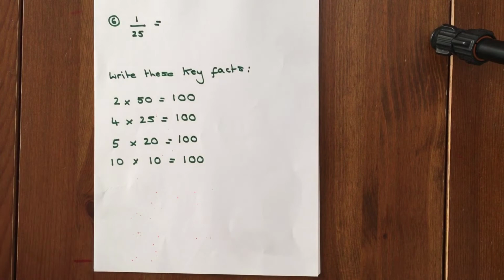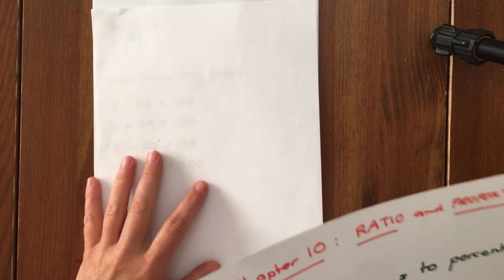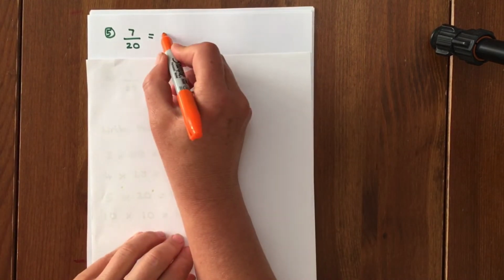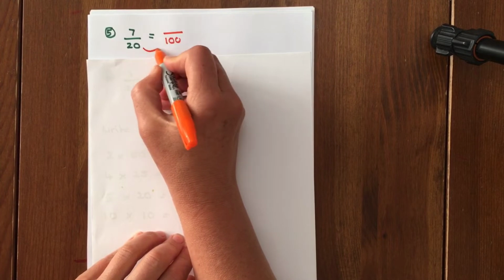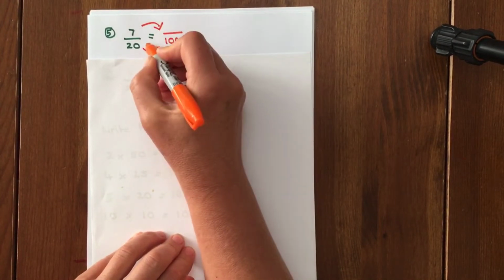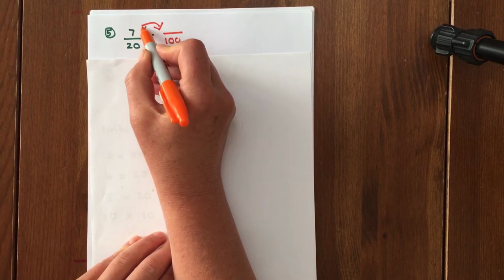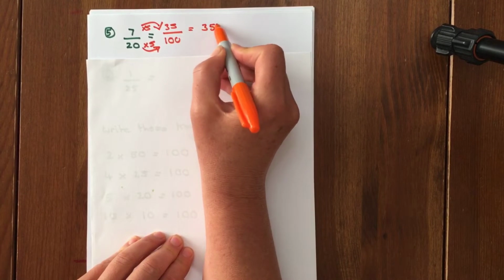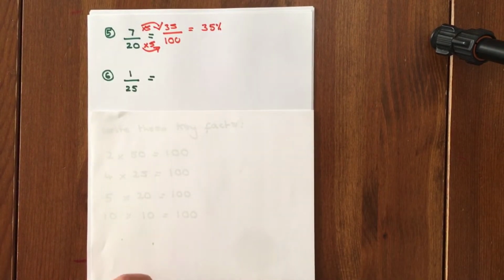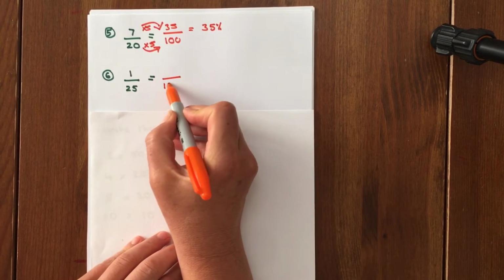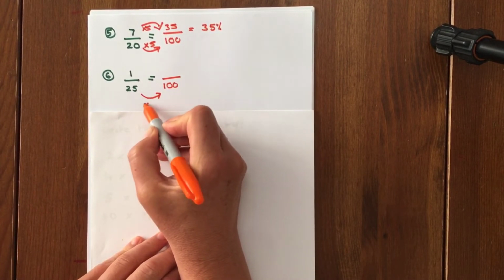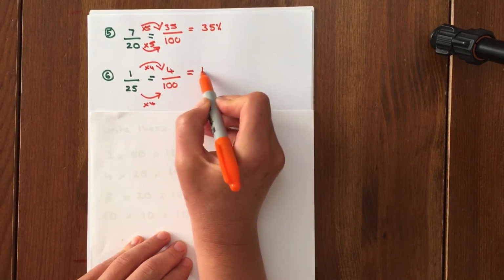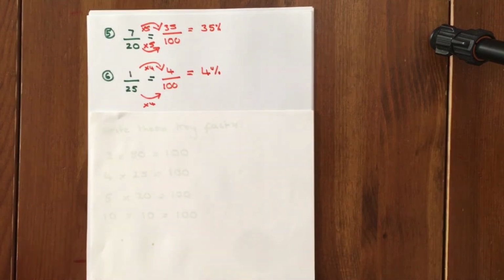Right, next, let's look at question 5. Okay, so again, we want to make it out of 100. What do we times 20 by to get to 100? Well, 20 times 5. So we times the top by 5 to get 35. So it's 35%. Last example. How many 25s go into 100? It's 4. So we multiply the top by 4. So we get 4 out of 100, which is 4%.